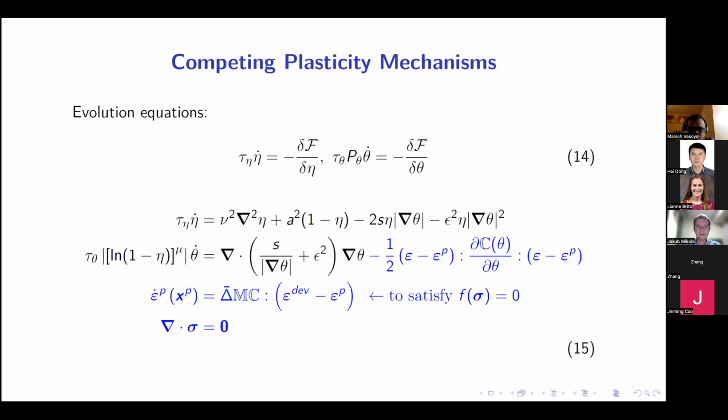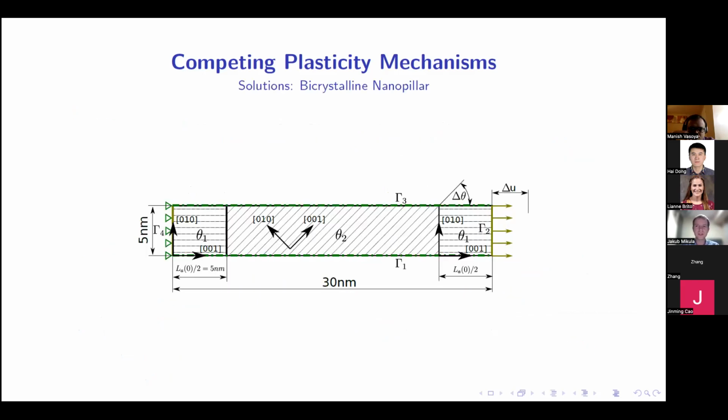And again, I don't want to spend too much time on these equations unless there are some questions, but I would just jump into a simple example to illustrate the capability of that model and what we are trying to solve here. So here we have a simple bicrystal. It's a bicrystalline nanopillar, where we have two grain orientations. And here we have two boundaries. So these are straight boundaries.